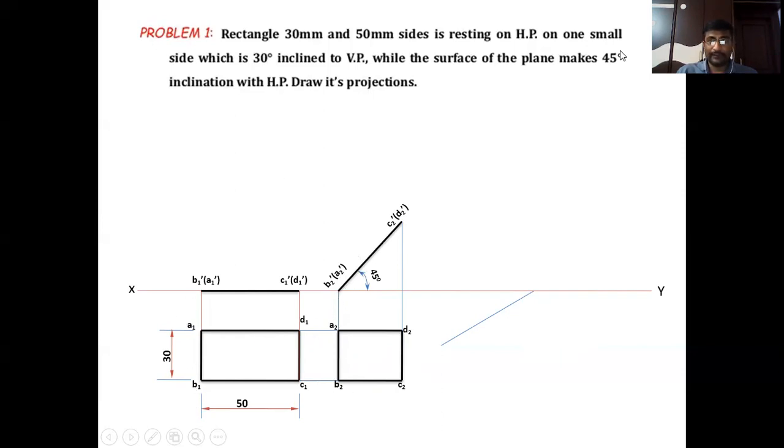But in the problem, the smaller side must be 30 degrees inclined to VP. This A2, B2 must be 30 degrees to the XY line. That's why we have to draw the 30 degrees line first. Locate any point on the XY line, and from that point, draw the 30 degrees inclined line. This is the 30 degrees with XY line. On that inclined line, transfer that A2, B2 line onto that 30 degrees line.